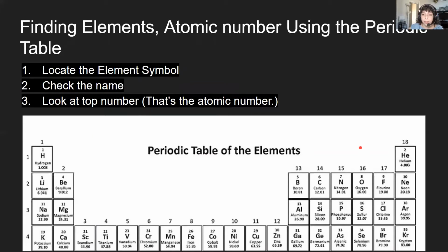So for example, if I wanted to find the element boron, I'm going to think, okay, boron has a B. So I look in and I see, okay, there's a B right here. And I say, what's that name? Oh, it's boron. Guess what? I knew it. And then let's say I want to know the atomic number because the question asks how many protons are present in an atom of boron. I'll look above it and I see, oh, there are 5 protons because the atomic number is 5.